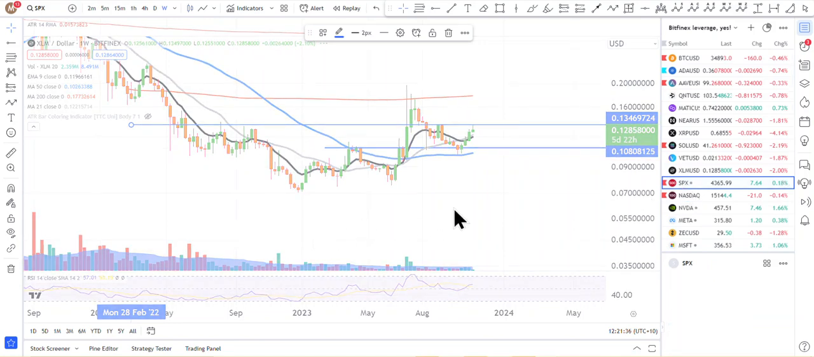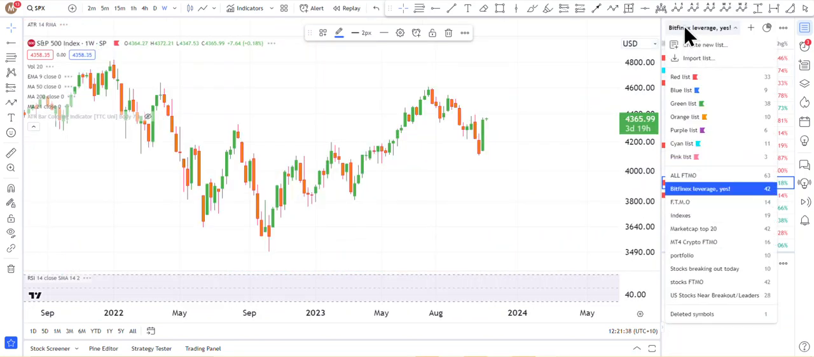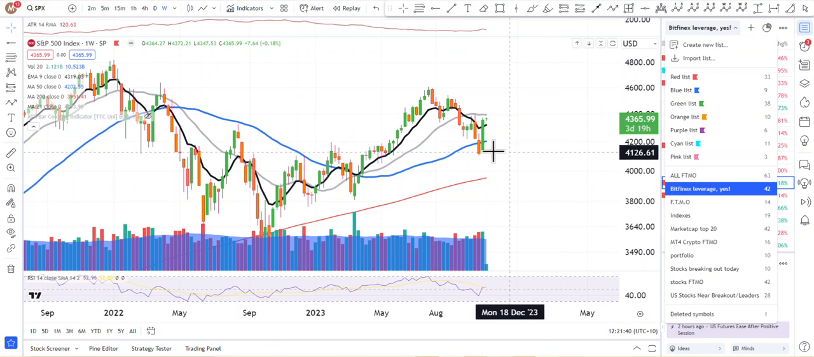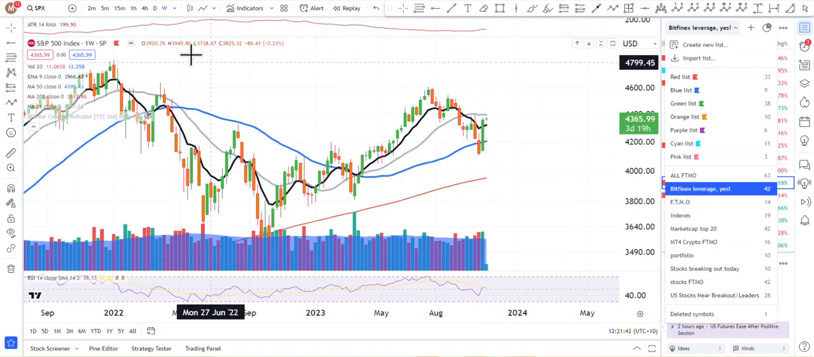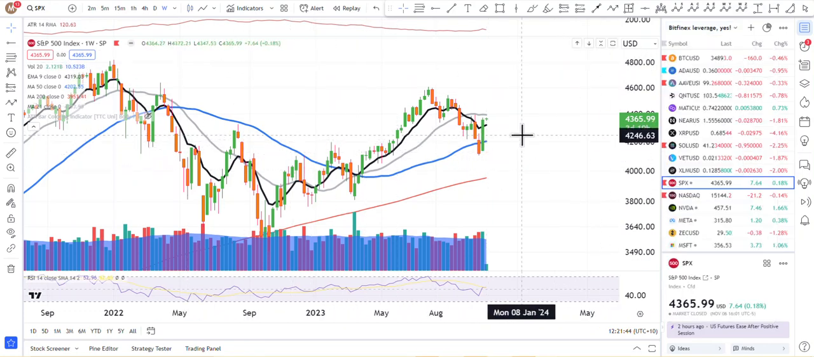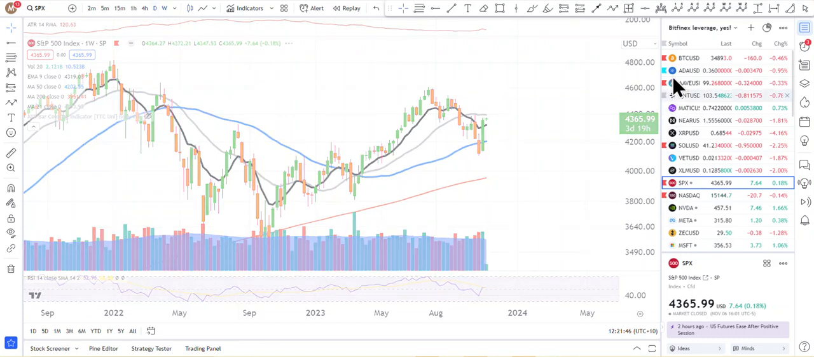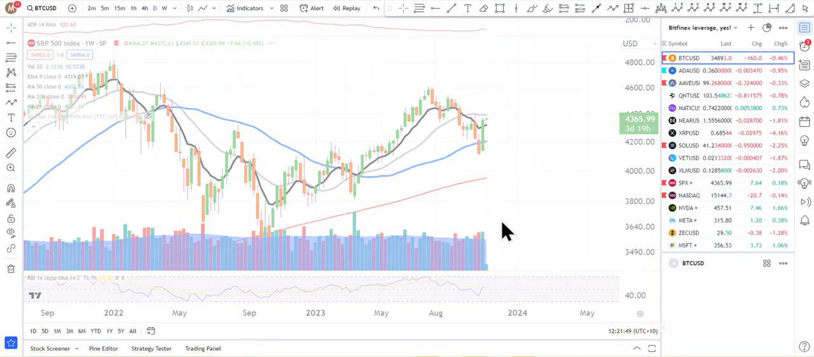Oh, S&P 500. Let's go under something else. S&P 500, man, massive. That's on the weekly chart too. Oh, hang on. Let's go back to the daily chart and just have a look through these ones again.